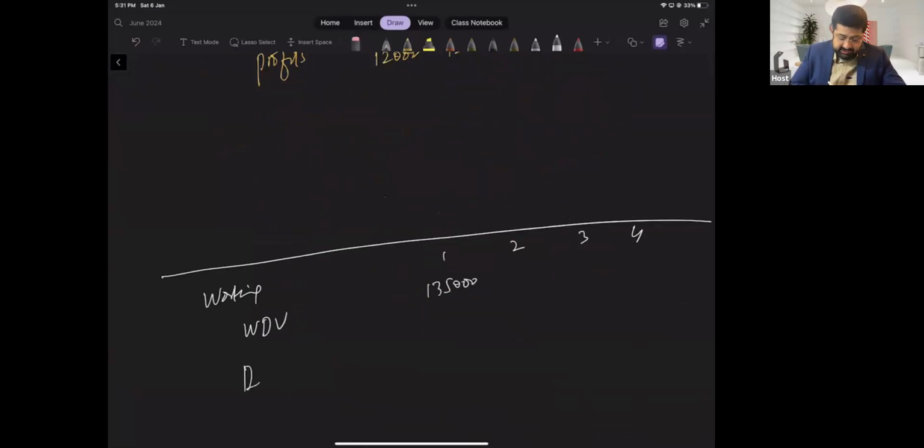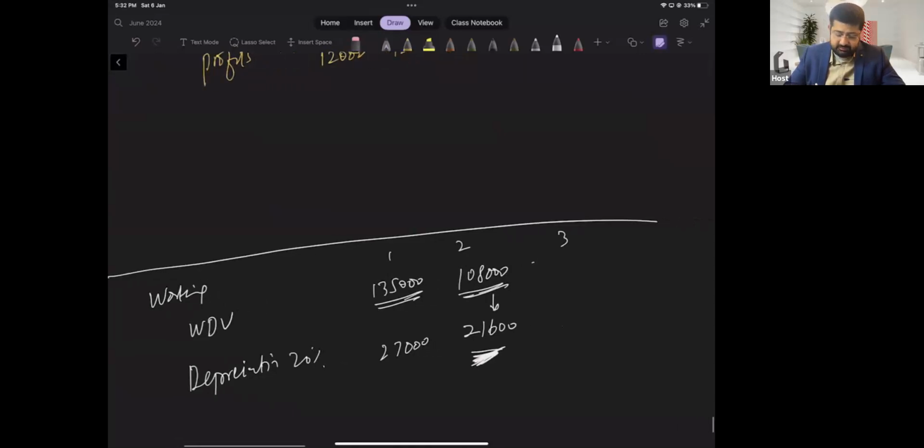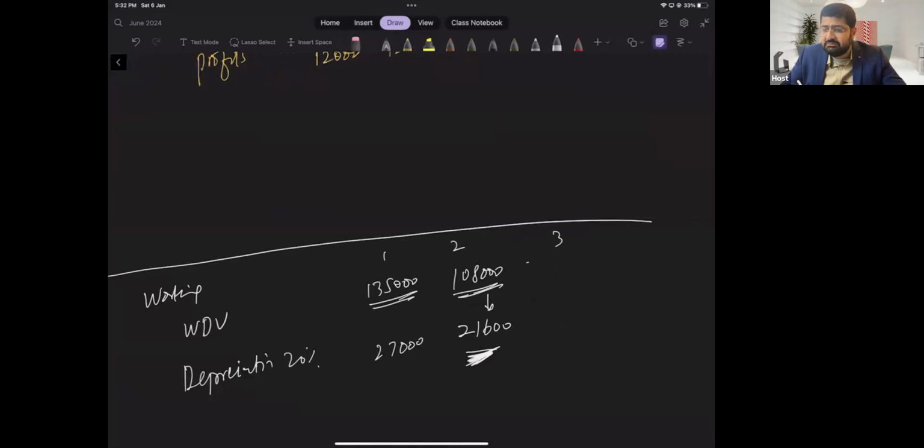And depreciation at 20% rate, 27,000. And then the next year, 135 minus 27, 108 remaining. Then 20% is 21,600. Then remaining. Year 3, out of this 20% is charged. How much is remaining written down value here? Tell me. You are using calculator. Be quick. Tell me. Written down value at the start of year 3. Tell me, please.